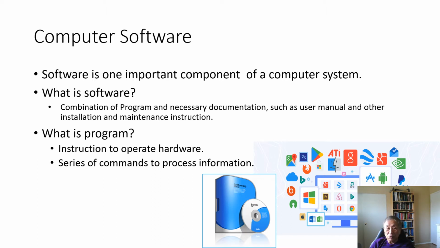What is it? First of all, we talked about that it is one very important component of the computer system. And the software, what is it? It's a combination of a program and necessary documentation, such as a user manual and other installation and maintenance instructions, how to use it. They must give those guidelines. Then there are issues like when there is a problem, how would you find the solution? So all those instructions for using that software are also part of the software. That is usually given in the form of a package. So you buy this package.